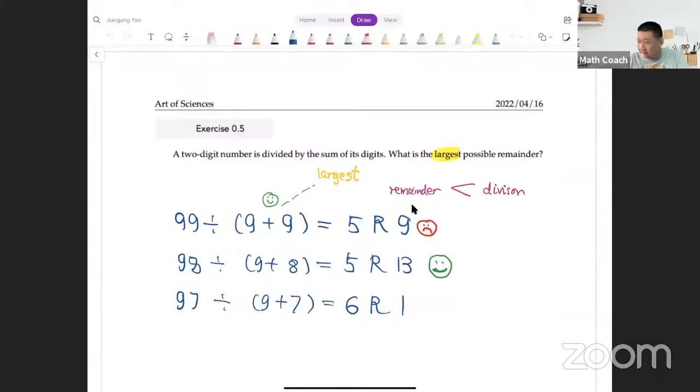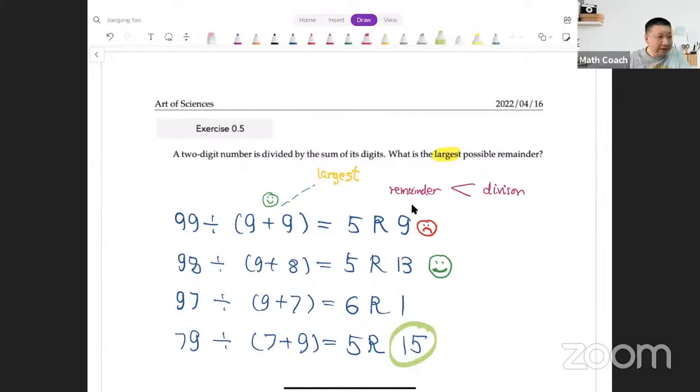So it turns out that what is the best one, I'm going to skip the middle step, the best one after you do a little bit would be you just switch 7, 9, and you get 79 divided by 16, and 16 times 5 is 80, right? So it's 1 less than 80, so the quotient is 5, the remainder is the largest possible in this case when we divide by 16, and so the answer is 15. And so that is the correct answer.